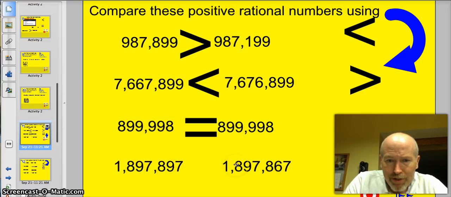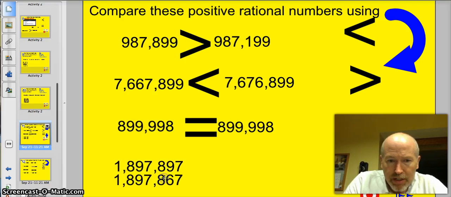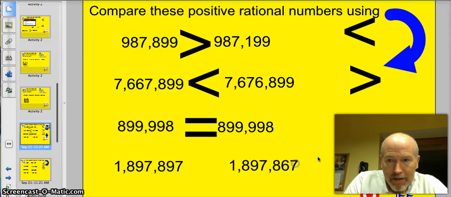1,897,897. Ooh, tricky. Tricky. Looks like they just flipped the last digit. Did you catch that? They are not equal. A 9 and a 6, everything else being the same. This one is bigger. Okay, we're ready for the ticket to the show.